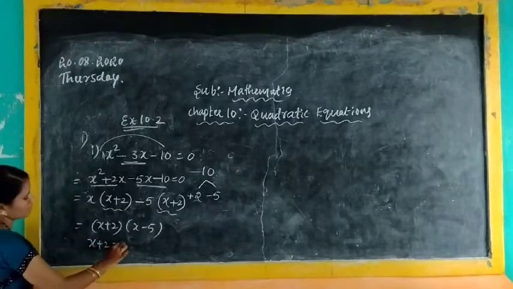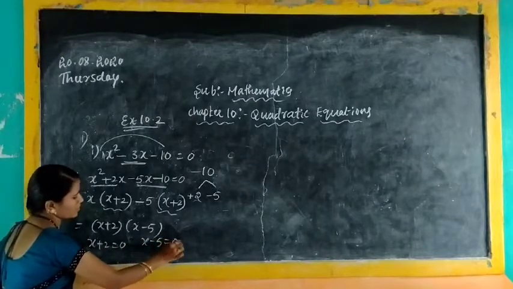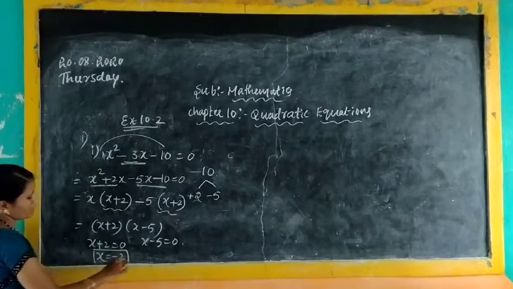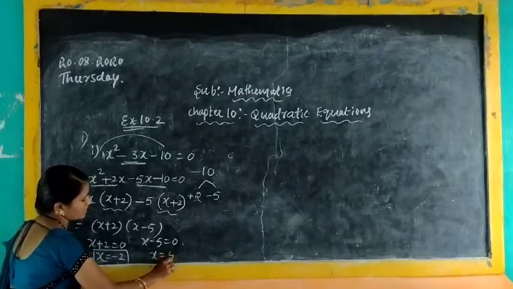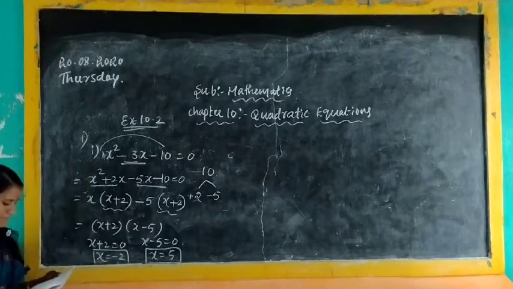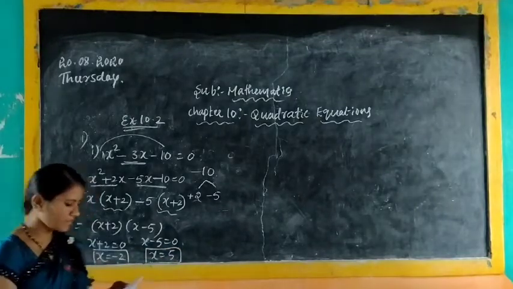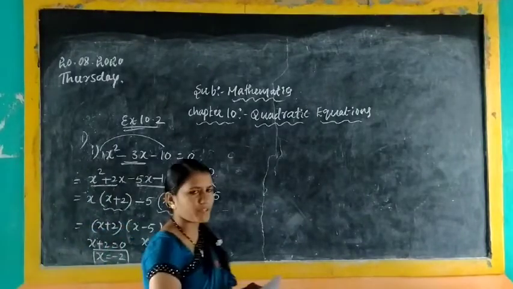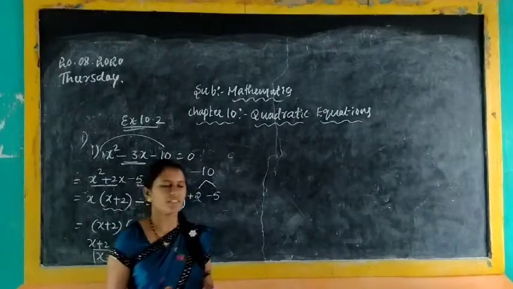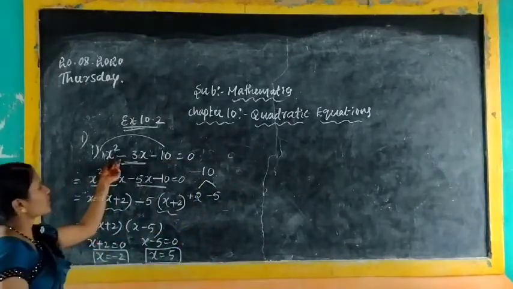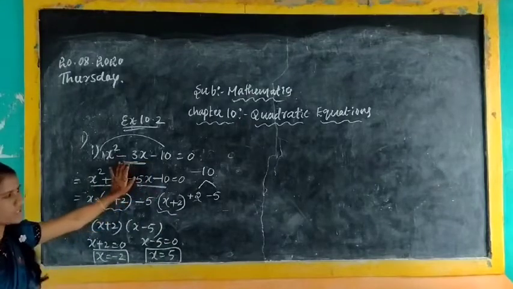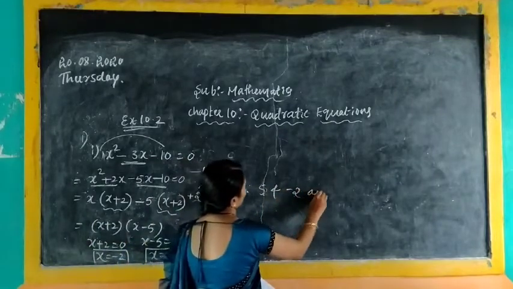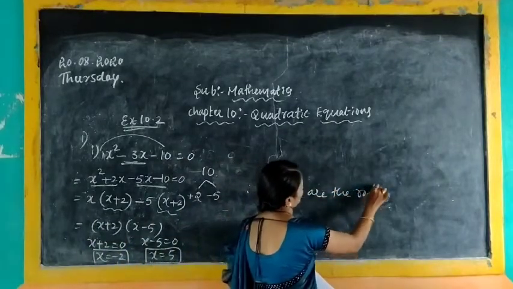Here you will get two values. x plus 2 is equal to 0, x minus 5 is equal to 0. What about the x value? Plus 2 is there, so it will be minus 2. Minus 5 is there, so it will be plus 5. You will get two values: x is equal to 5, x is equal to minus 2. Here 5 and minus 2 are the roots of the equation x square minus 3x minus 10 is equal to 0. Write down: therefore 5 and minus 2 are the roots of the equation.